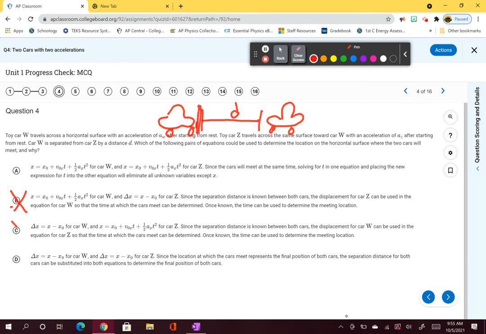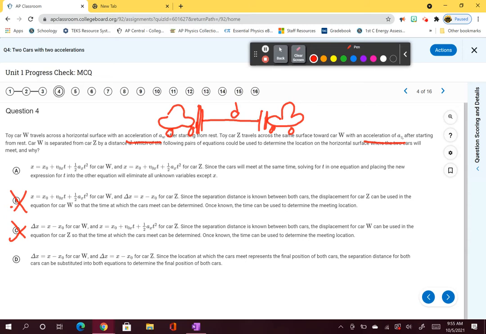It'd be the same thing for C. C is saying the same thing. You're just using it for car W instead of car Z. It'd be like car Z coming all the way over here and stopping, so it's not moving. So both of these, B and C, would work if one of the cars wasn't moving. But both the cars are moving. They're accelerating. They both have some type of acceleration.